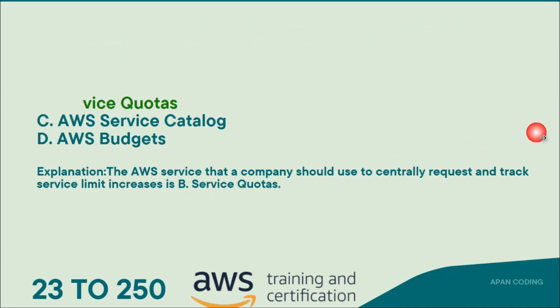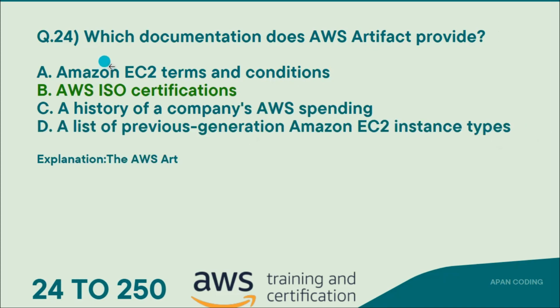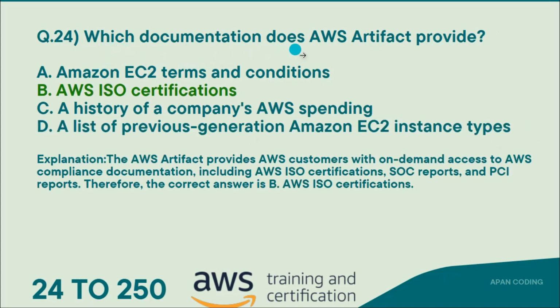We will see question 24. The question is asking which documentation does AWS Artifact provide? Which document? AWS ISO certification. The explanation is here: AWS Artifact provides AWS customers with on-demand access to AWS compliance documentation, including AWS ISO certifications, SOC reports, and PCI reports. Therefore, the correct answer is B, AWS certification. Now move on to the next, friends.